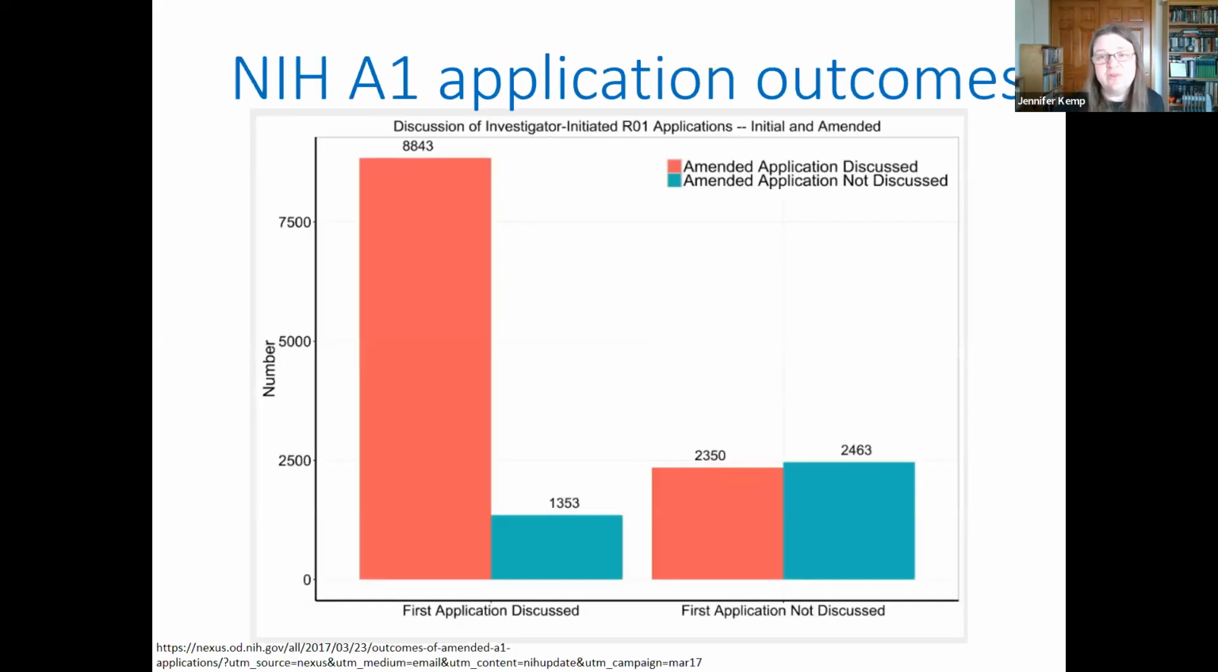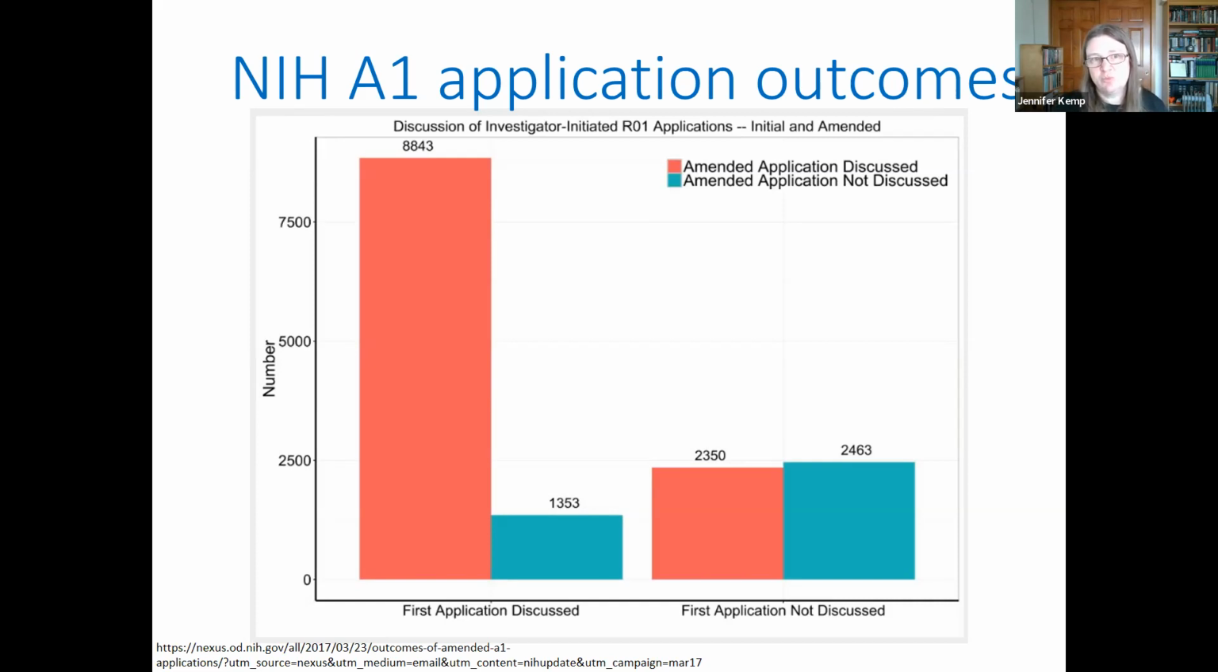And to further hopefully convince you that it's not a great idea to resubmit a triaged grant, I want to show you this data from NIH. So this chart, the first two bars here show what happens when the first application, your first submission, is discussed. So you get a score. The tall red bar here shows what happens if this application is resubmitted. It's usually discussed, whereas the blue bar shows the number of applications in their study that were not discussed.